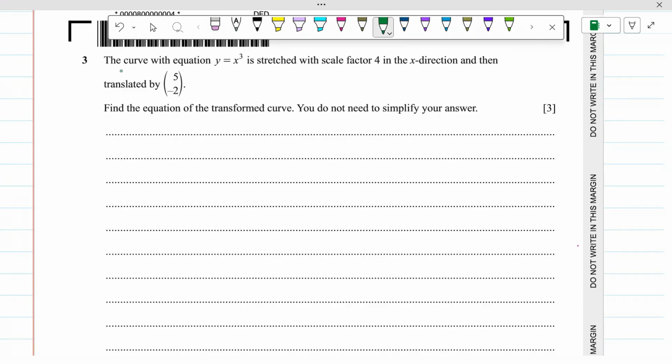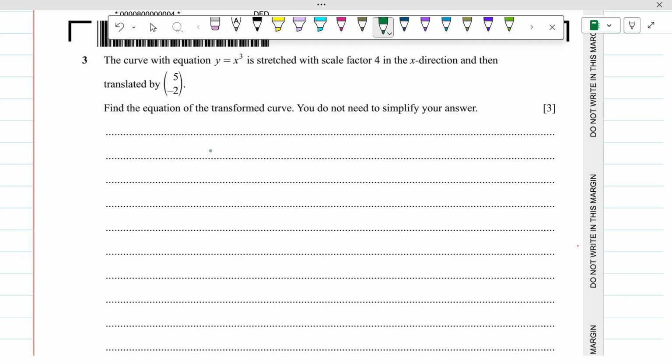Let's move to question number 3. The curve with equation y is equal to x cubed is stretched with a scale factor of 4 in the x direction and then translated by (5, -2). Find the equation of the transformed curve. You don't need to simplify your answer.